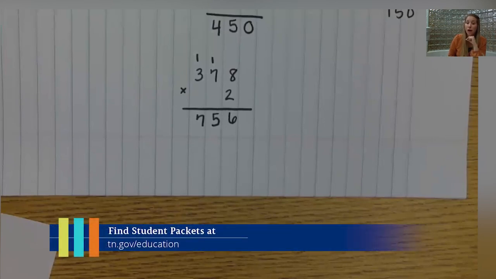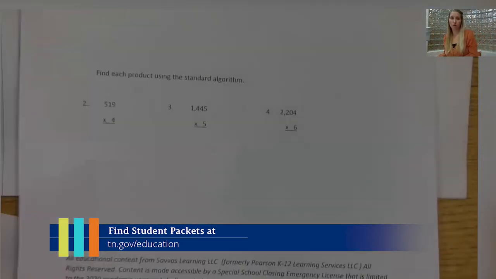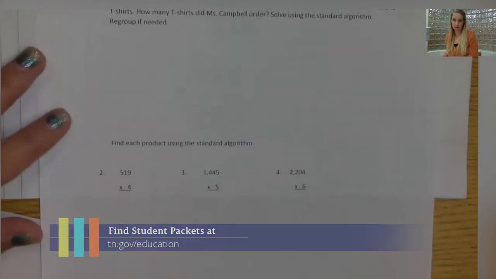After the video, you will have some practice problems on your own. Good luck and do your best. I will show you the independent practice problems now, or you can find them in the student practice section for this lesson on our website, www.tn.gov/education. Here are your practice problems.